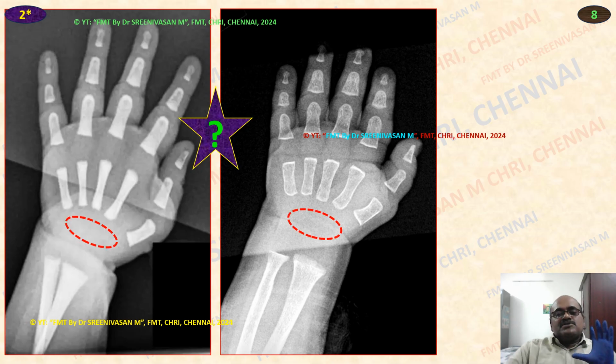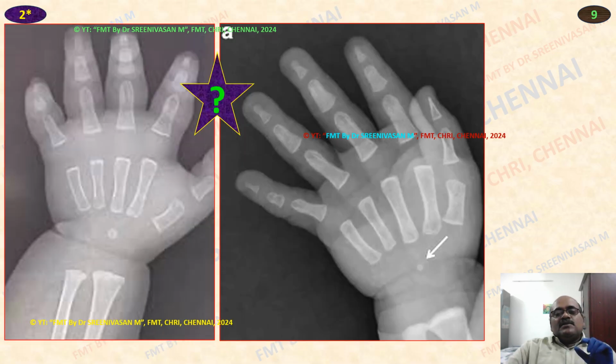Here no carpal bones are visible, lower end of radius and ulna also not visible. So what is the age in that X-ray? What is the first carpal bone to appear? That is the capitate. Capitate itself is not formed. So age is less than 2 months.